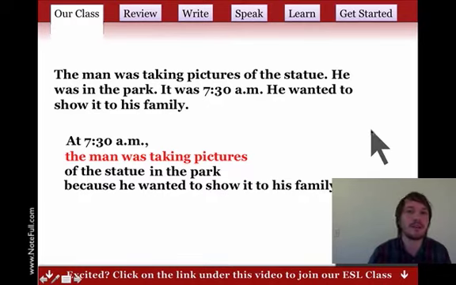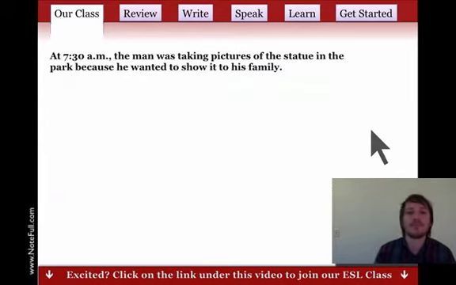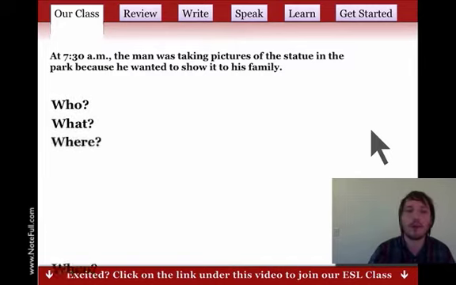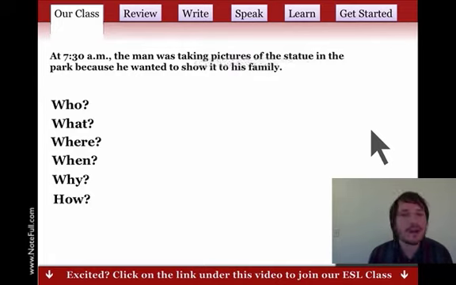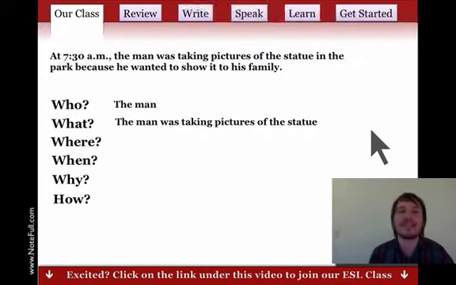So I'll show you how to do it today. And we're going to look at some more complicated examples. So, again, our sentence, we said who, what, where, when, why, how. Whenever you make a sentence, think about these parts, because most sentences have this information. In our sentence, who, the man, we know. What, the man was taking pictures of the statue. That's his action. So what means kind of what happened.